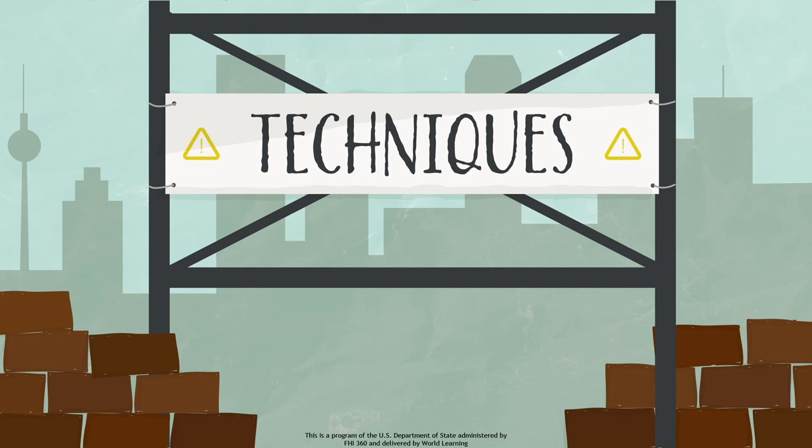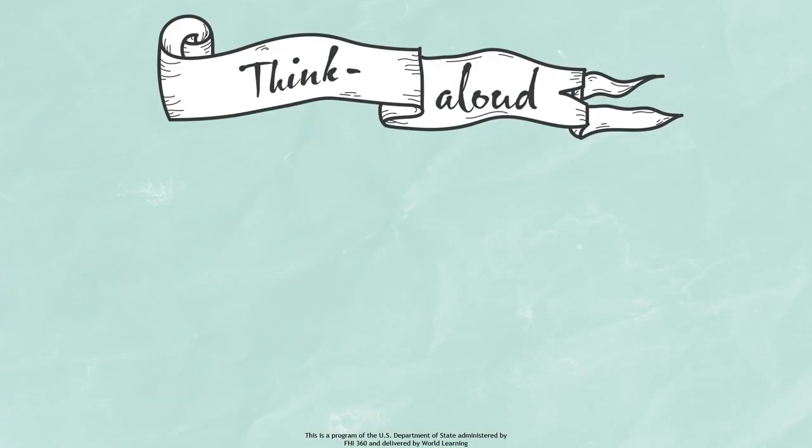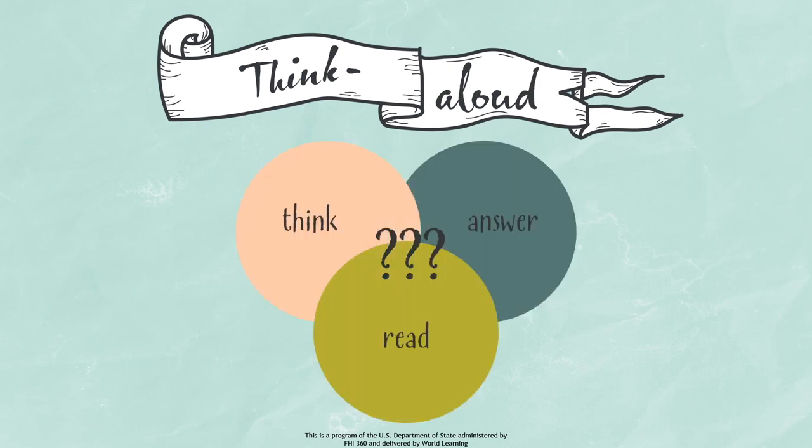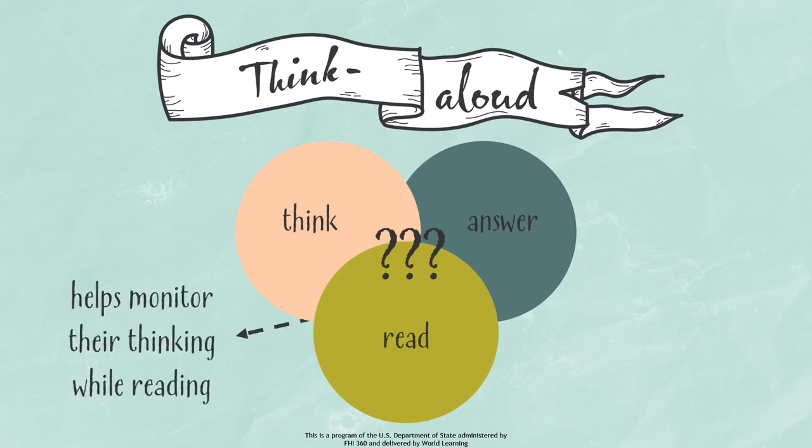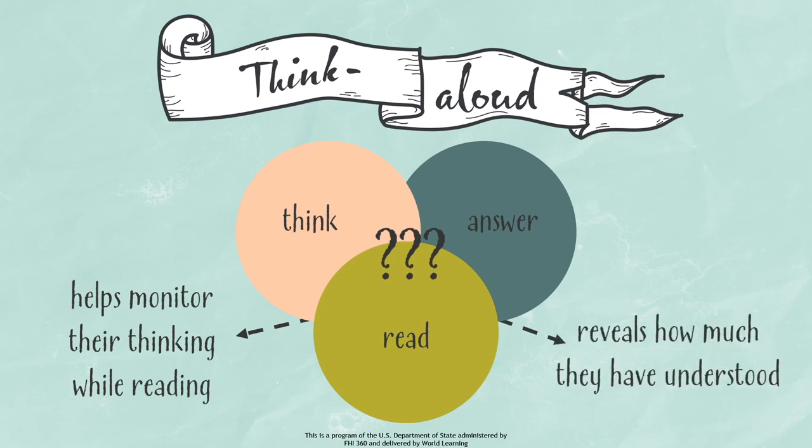Now we'll describe some of the techniques that a CBI teacher can use to scaffold. Think aloud. Think aloud takes place in a controlled setting where students are directed by a series of questions to think about and answer while reading. It is a technique that helps students monitor their thinking while reading any text and reveals how much they have understood. To make their understanding and thought process visible, the following list of questions can be posed.